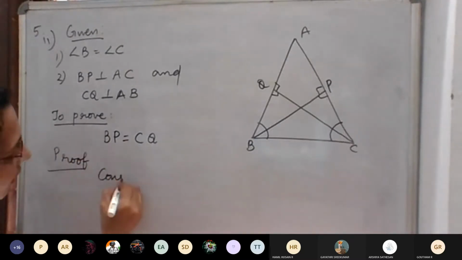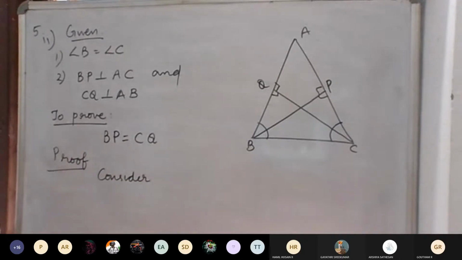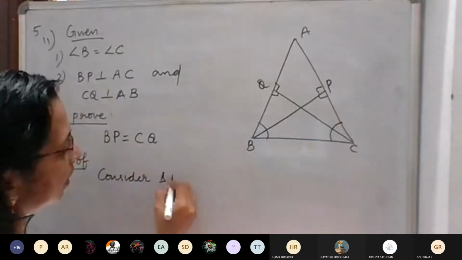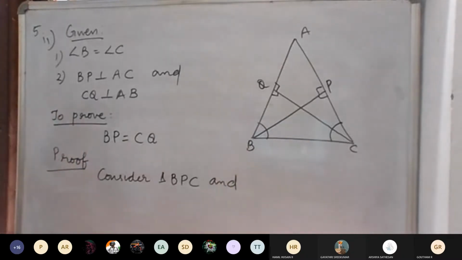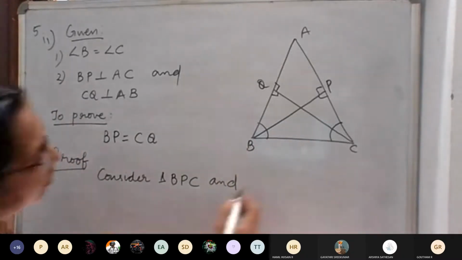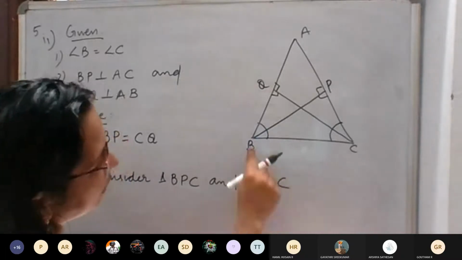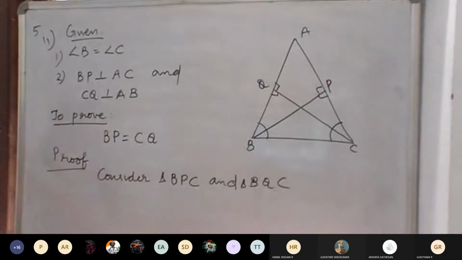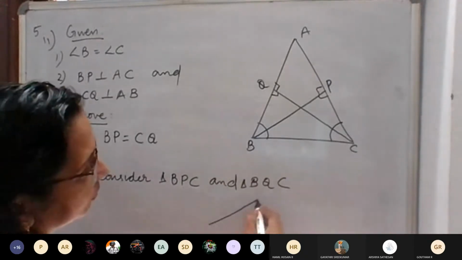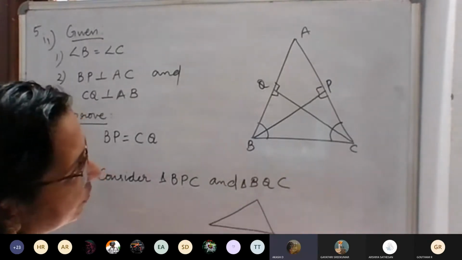Consider triangle. We are considering which two triangles? Triangle BPC and triangle BQC. BPC and BQC. Or do we want to write QCB? Which is the proper way? BQC.